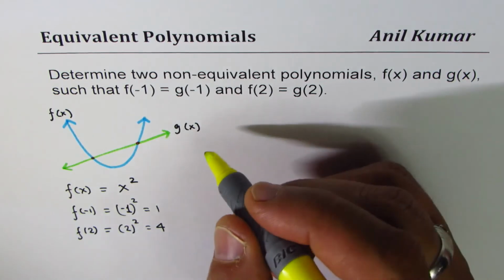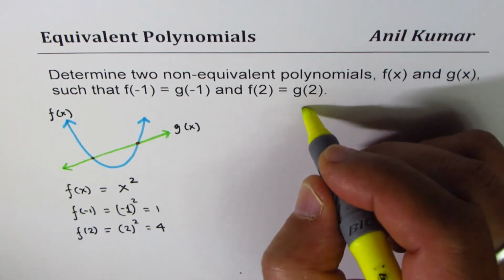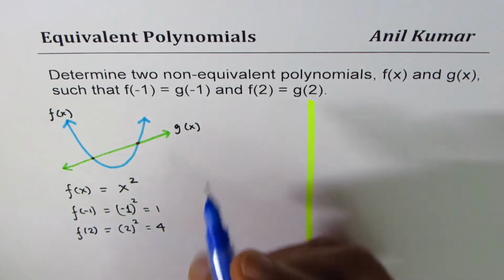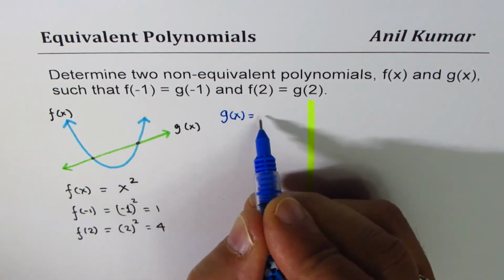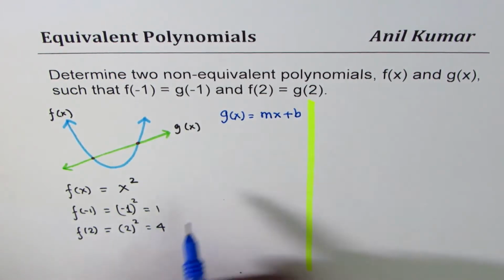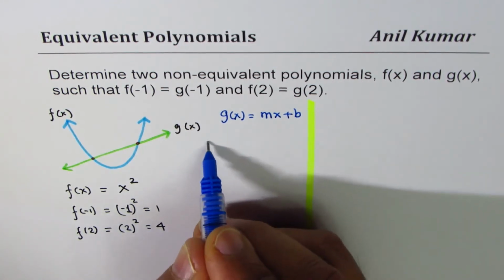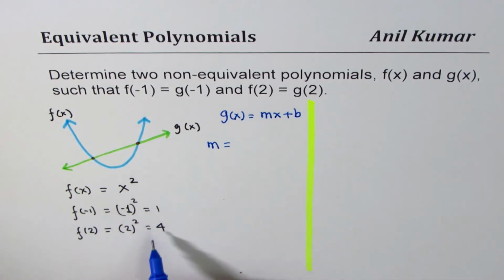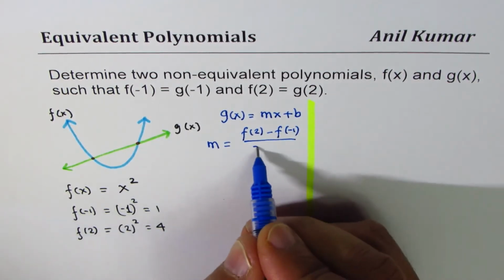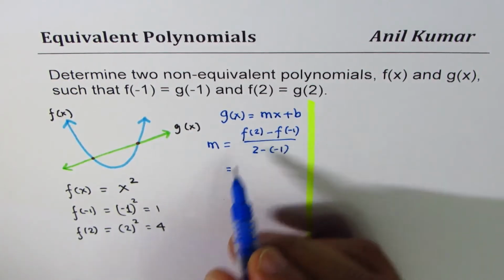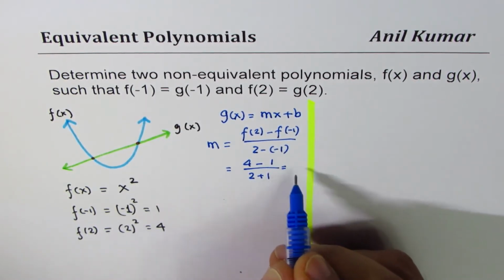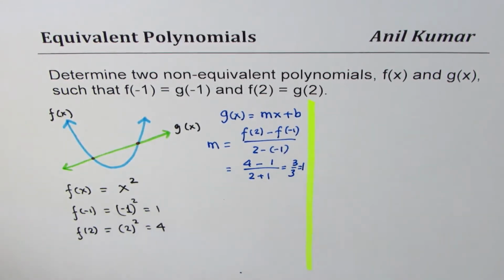Now you get it. How to get the equation of a line when the coordinates of 2 points are known to us? Simple. We want to find g of x. So let's write down what g of x could be. g of x could be mx plus b in general, a straight line. Now using these 2 points, we can always find m and b. So the slope m is equal to y2 minus y1, so we can say it is f of 2 minus f of minus 1 divided by 2 minus 1, correct? So f of 2 is 4, so we get 4 minus 1 divided by 2 plus 1, which is 3 over 3, or just 1. So the slope is 1.